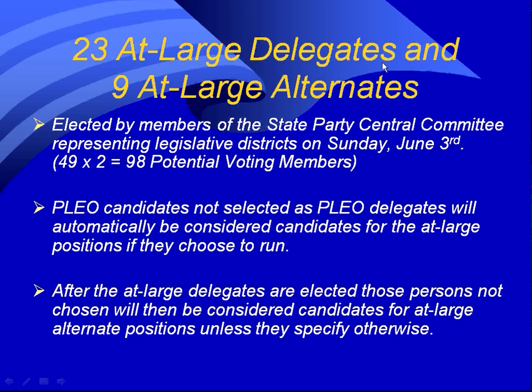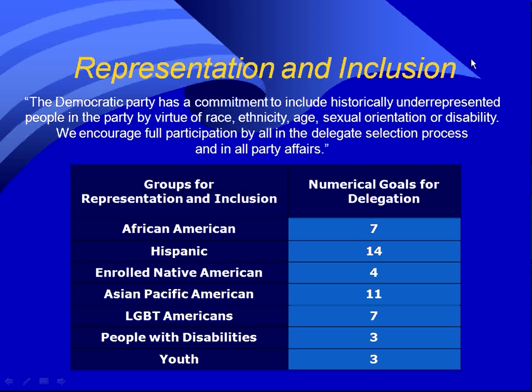Now, a very important part of our delegate selection process is our representation and inclusion goals. I'm going to read this statement. The Democratic Party has a commitment to include historically underrepresented people in the party by virtue of race, ethnicity, age, sexual orientation, or disability. We encourage full participation by all in the delegate selection process and in all party affairs. And you will see here on the left the groups for representation and inclusion. And you'll see here on the right our numeric goals for our delegation. And these are just goals. I'm very proud to say that in 2008 we far exceeded our goals for representation and inclusion in our delegation.